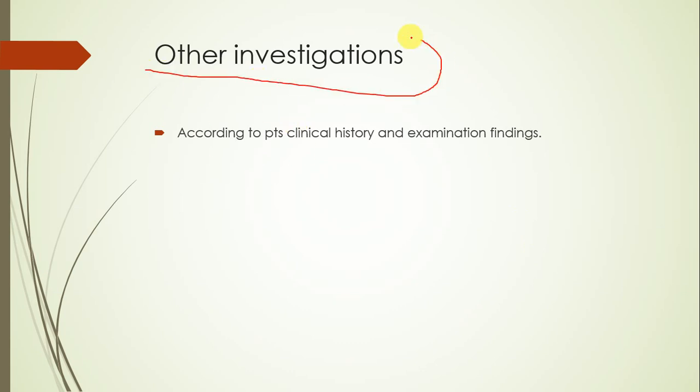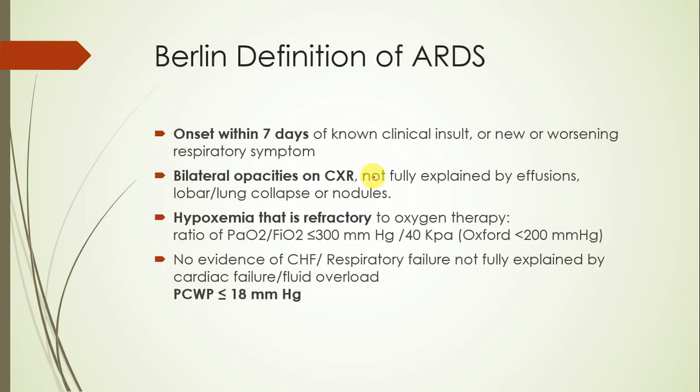Other investigations may be required, but it depends on the patient's history and the symptoms and signs that we find. Here comes the Berlin definition of ARDS. There are four criteria for this definition. If we want to summarize the criteria, it's very simple. The condition should be acute. That's why it is acute respiratory distress syndrome. The condition should have some respiratory problem, obviously.